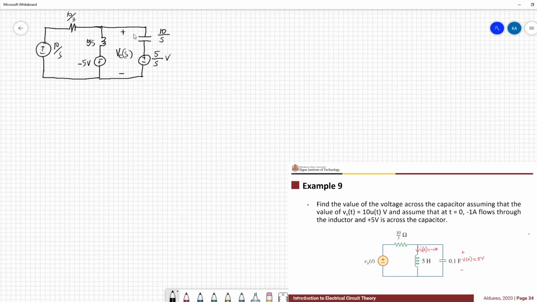So take note that in the frequency domain, we should include the initial value. So the voltage across the capacitor should be here up to here, not just the voltage across this. So the voltage that we are trying to solve is this voltage, not just this voltage across here. So we can use nodal analysis to solve for this circuit.